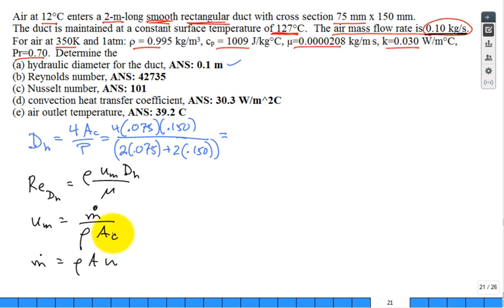That's all we did. Calculate the mean velocity that way. All right, comes in at 42,735. Red light, bling, bling, bling. What's it say to you? Turbulent flow. Now they say, what's the Nusselt number?